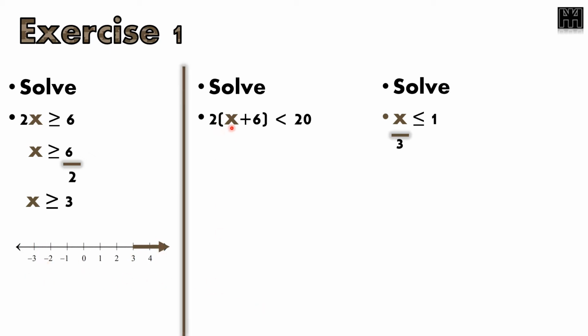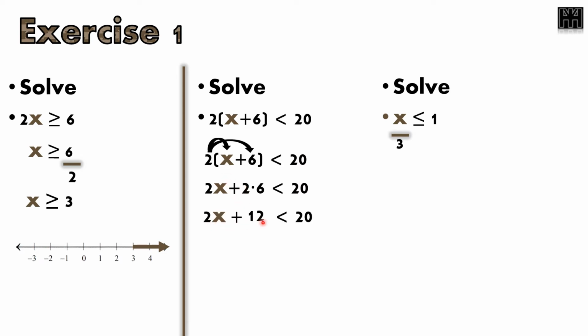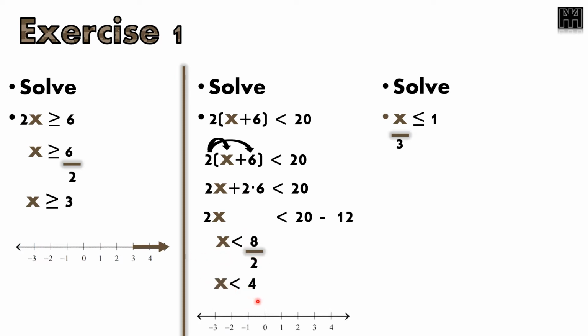Okay, we have 2 multiplied by x plus 6, smaller than 20. We'll break the brackets. We can send the 2 to the other side by dividing, and it would be easy, but let's try this other way. So we have 2x plus 12 smaller than 20. Send the 12 to the other side by subtracting. So we have 2x smaller than 8. Send the 2 to be divided, so x is smaller than 4. So we start at 4, we don't include the 4, it's excluded, and go to negative infinity.